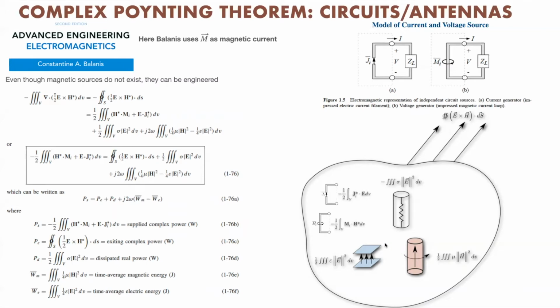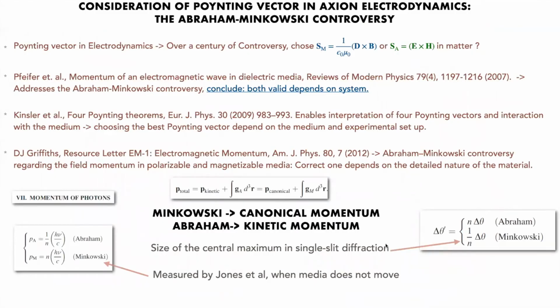There has been, though, a controversy over which is the right Poynting vector to use when you're in matter. Is it D cross B or E cross H? The conclusion was that both were valid, and it depends on the system. If you're looking at canonical momentum, then Minkowski will give you the right answer. If you're looking at kinetic momentum, Abraham will give you the right answer.